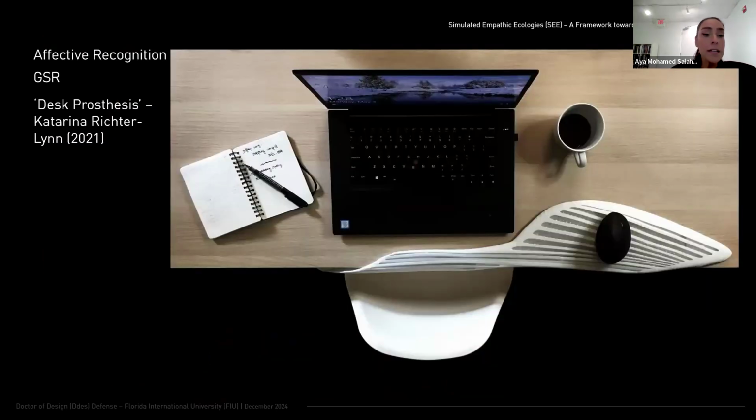With this project here, Desk Prosthesis by Katerina Richter, which is a part of a series of artifacts and augmentation to furniture that Katerina worked on, showcases an example of GSR, which is galvanic skin response, and how galvanic skin response, basically measuring the skin's sweat conductance, could be a way to affect different responses in artifacts of a space or in our spaces in general.